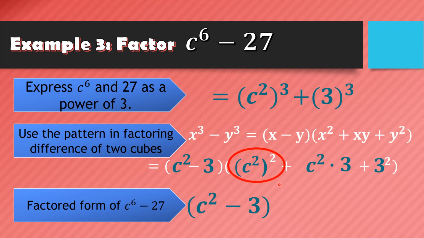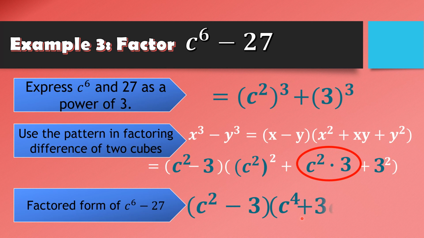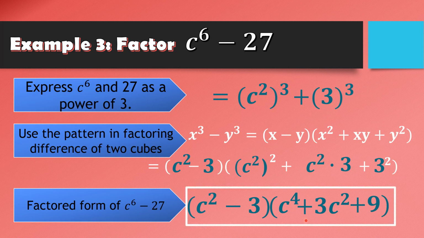So, the square of c squared is, very good, c raised to 4. Minultiply lang natin ito. 2 times 2 is 4. Then, next term, we have c squared times 3. What is c squared times 3? Okay, c squared times 3 is equal to 3c squared. Next term, 3 squared. What is 3 squared? Correct. So we have plus 9. Therefore, the factored form is quantity c squared minus 3 times the quantity c raised to 4 plus 3c squared plus 9.